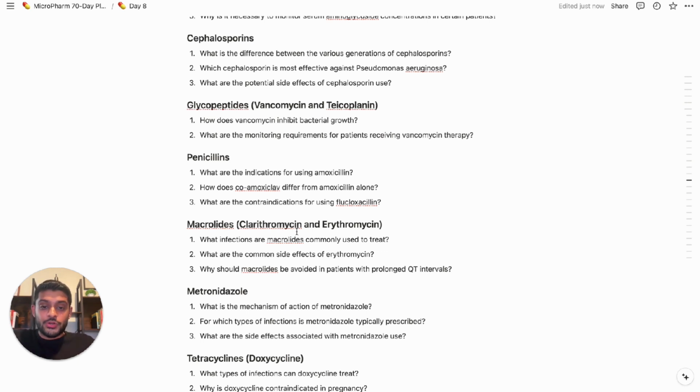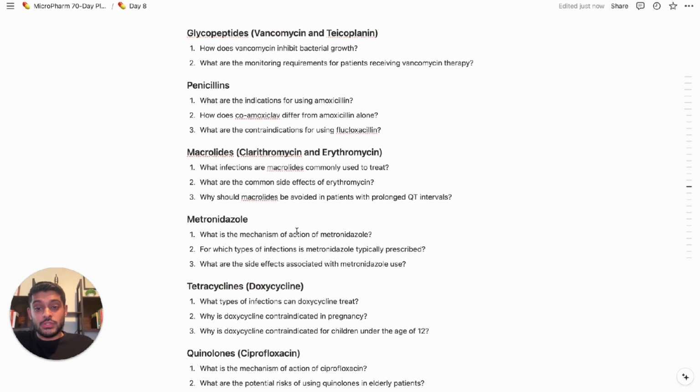What are the monitoring requirements for patients receiving vancomycin therapy? You can also add in here, what are the side effects associated with vancomycin use? Penicillins, what are the different indications for using amoxicillin? How does co-amoxiclav differ from amoxicillin alone?